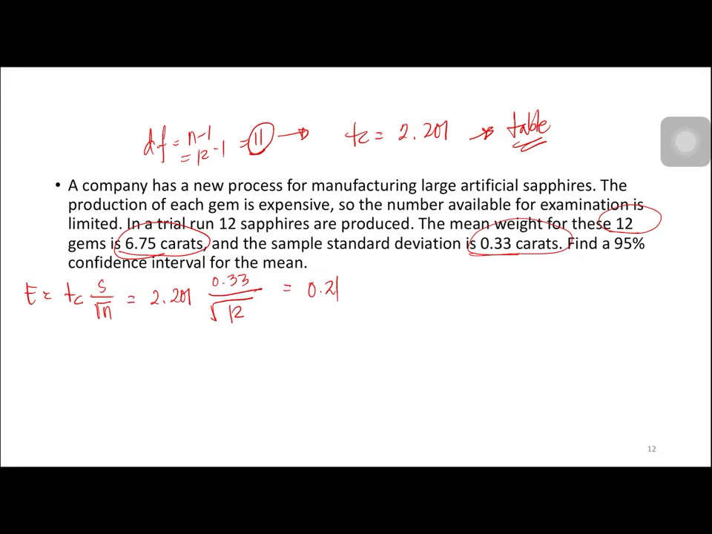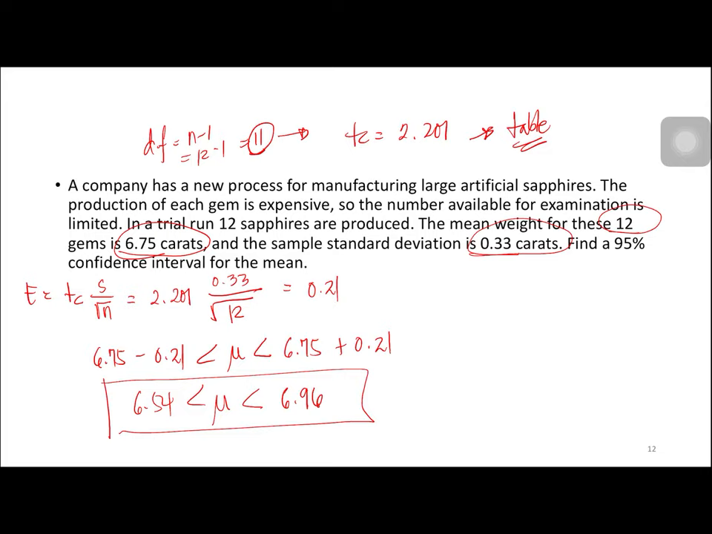0.21. So for our interval, we have our mean is 6.75 minus 0.21 is less than mu is less than 6.75 plus 0.21. So for our lower interval, we have 6.54 is less than mu is less than 6.96. So this is, again, our 95% confidence interval for the mean.